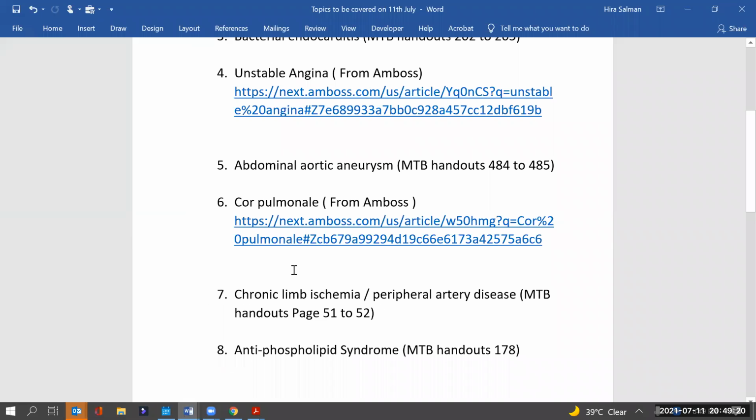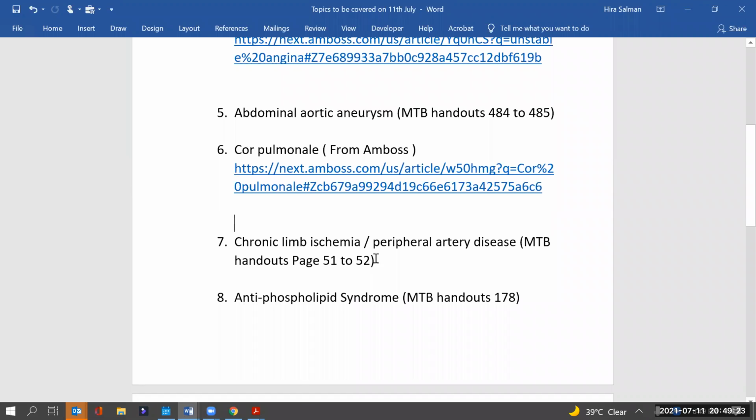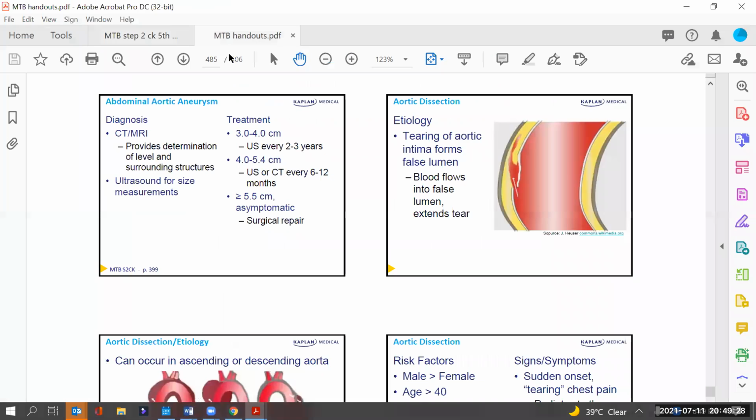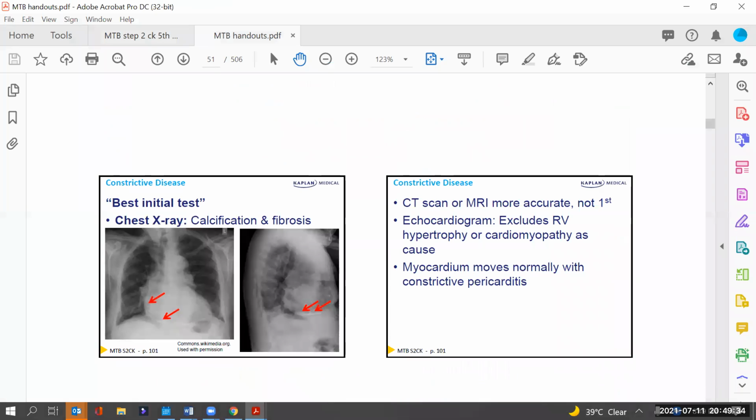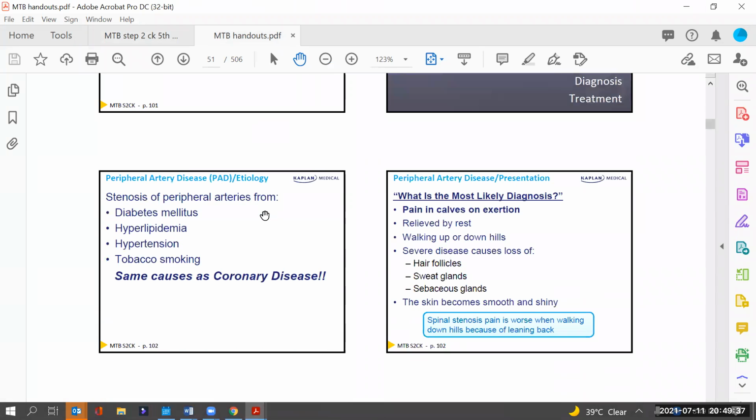Okay, next theory topic is chronic limb ischemia. Chronic limb ischemia or peripheral artery disease means the same thing. We'll go to page number 51. Peripheral artery disease or chronic limb ischemia is a stenosis of peripheral arteries. What are the reasons for stenosis? Mostly long-standing diabetes, hyperlipidemia, hypertension, and a history of tobacco smoking. They are all risk factors for stenosis of peripheral arteries.